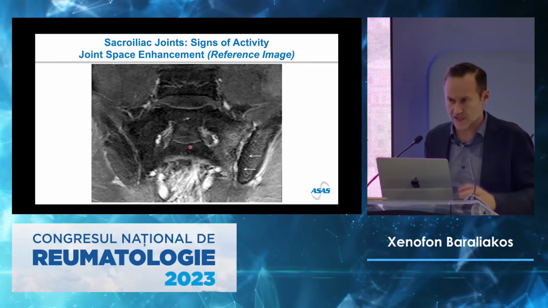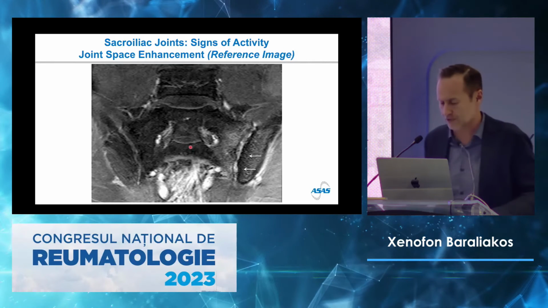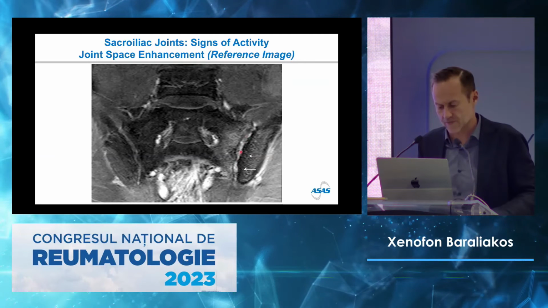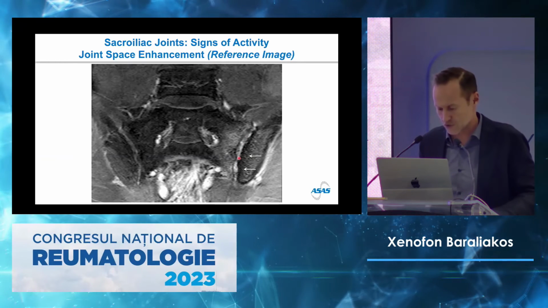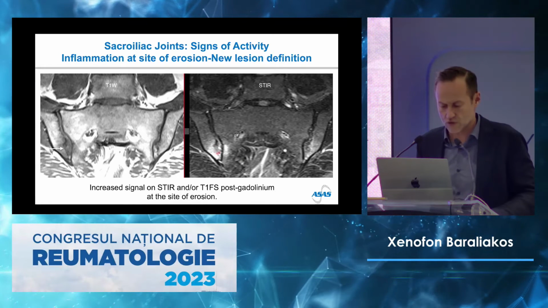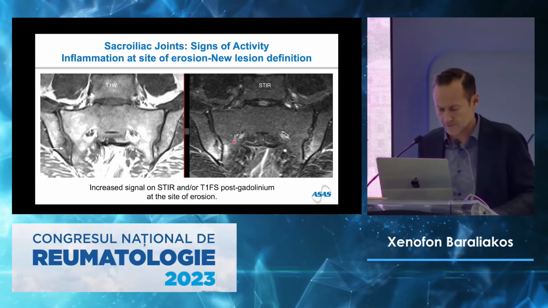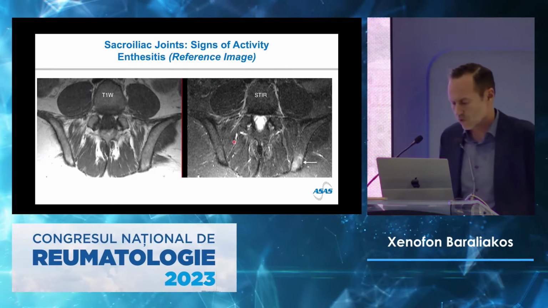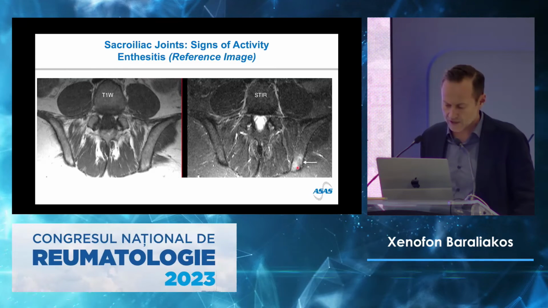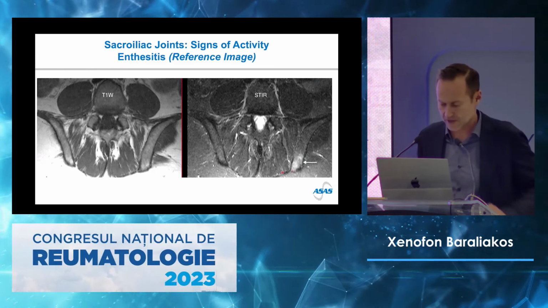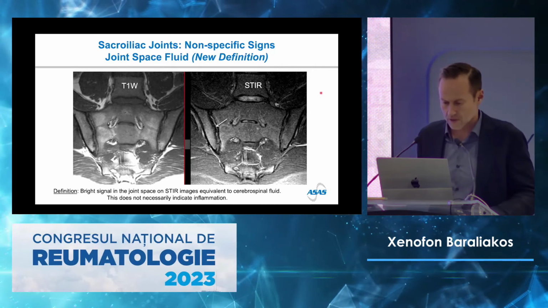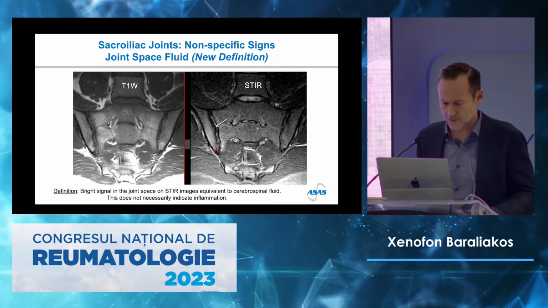That image you see already was done in a specific way without going into details about how that sequence looks like, but just be aware you may also see signal in the joint. That is also a sign of activity. We may see edema around the erosion or without erosion. That doesn't matter. We may see some enthesitis. You remember the small enthesitis I showed you before. This is more at the areas where the enthesis is coming in, here, there, or maybe even here or here. That's another image of a joint space fluid.